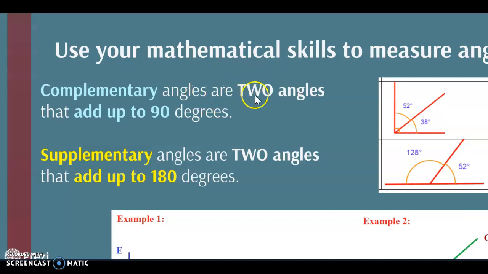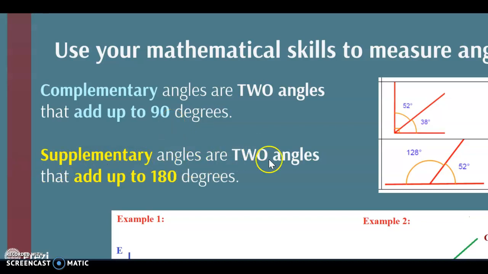Complementary angles are two angles that add up to 90 degrees. 52 degrees and 38 degrees are complementary angles because if we add them, we get a right angle, 90 degrees.